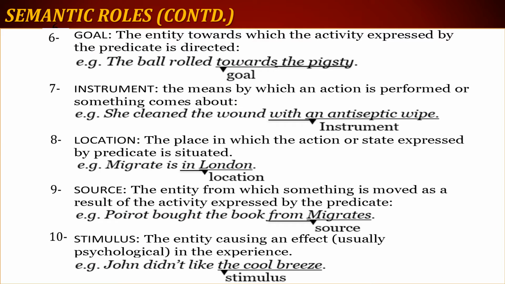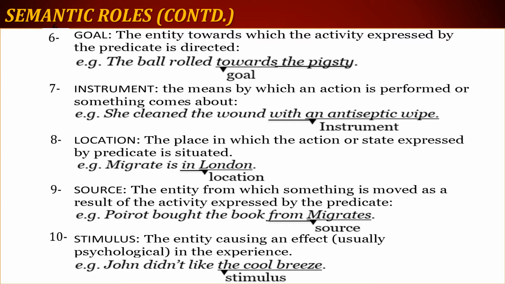Number 6 is goal, the entity towards which the activity expressed by the predicate is directed. The ball rolled towards the pigsty. So here, whatever we have after the verb roll is regarded as goal.